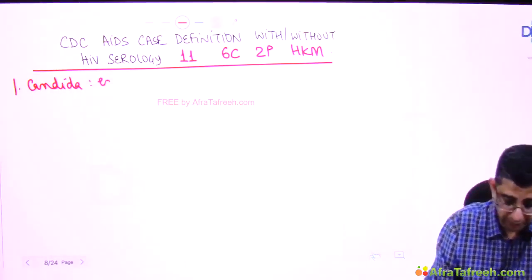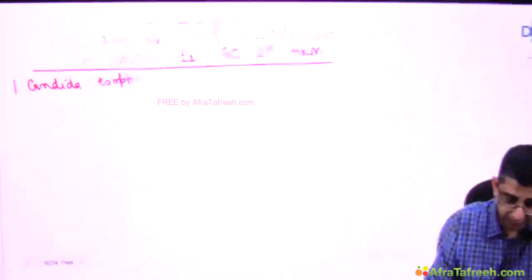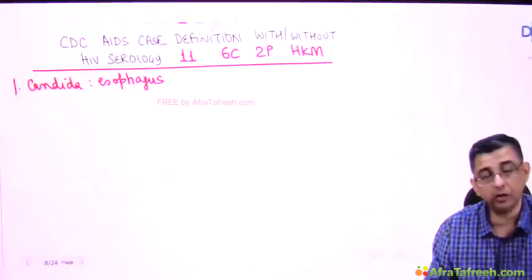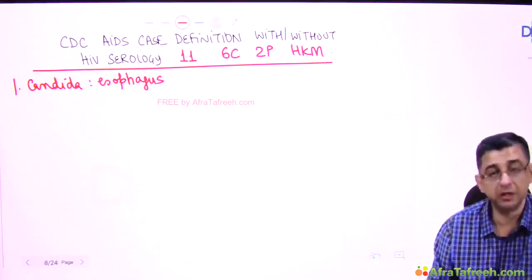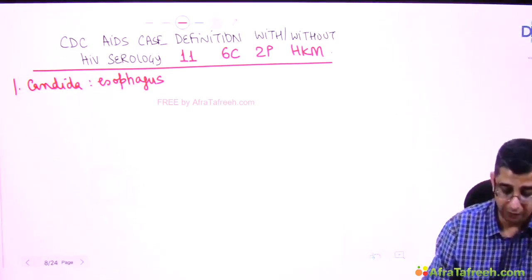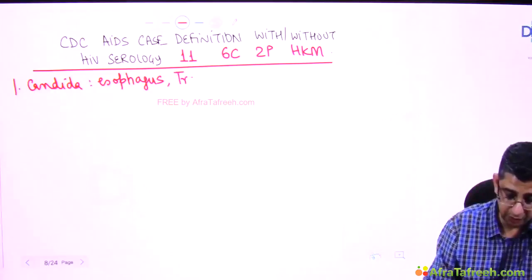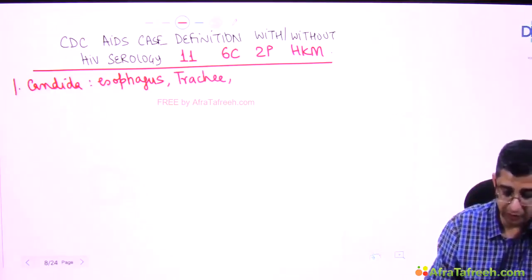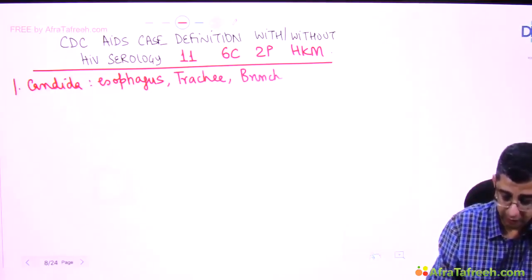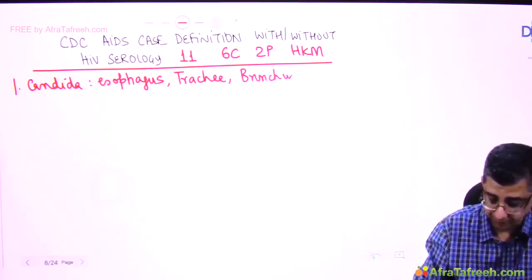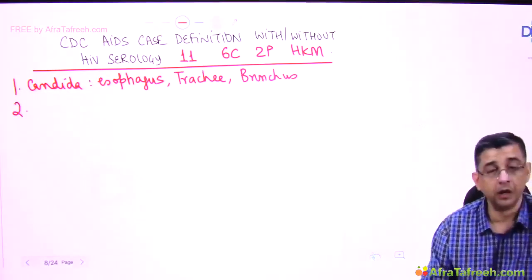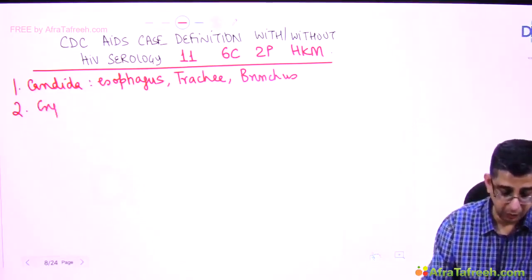Now do remember the fact that I'm not talking about Candida involving the oral cavity, or Candida which is associated with, like in pregnancy, vaginal candidiasis. We are talking about Candida involving the esophagus or the trachea or the bronchus, and not related to the oral cavity or the vagina. That is the first thing to be remembered. An easy one. The second one is Cryptococcus neoformans.